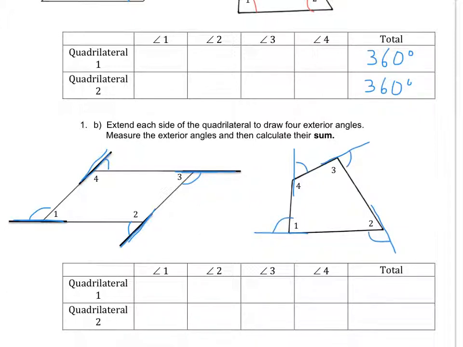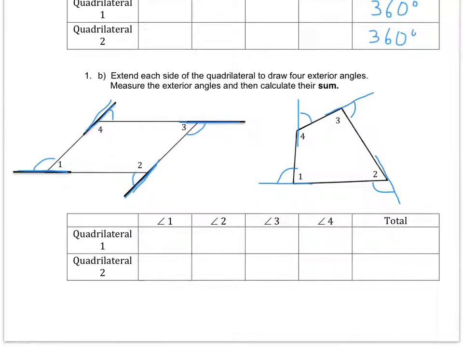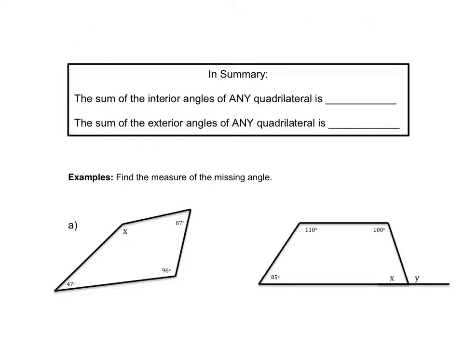So exterior angles mean it's on the outside if I extend the line of the shape. We have seen exterior angles before, we just haven't explicitly talked about them. So if you pause the video and you calculated all of these exterior angles, you should notice that they also add up to around 360 degrees. So to summarize, the sum of the interior angles of any quadrilateral is 360 degrees. And the sum of the exterior angles of any quadrilateral is also 360 degrees.